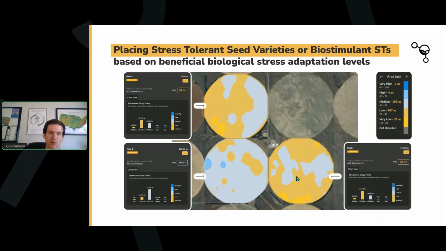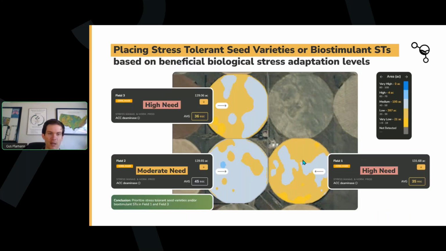So this is a case where these two fields might be better candidates, higher need to prioritize either stress-tolerant seed varieties or biostimulant seed treatments that make claims of helping promote the crop's ability to deal with stressors like drought. So in this case, field 3, field 1 are those high need candidates to prioritize those seed varieties or seed treatments. Field 2, more of a moderate need, where maybe if it economically makes sense, or if this is in a region that's very susceptible to abiotic stressors, maybe field 2 is a candidate.